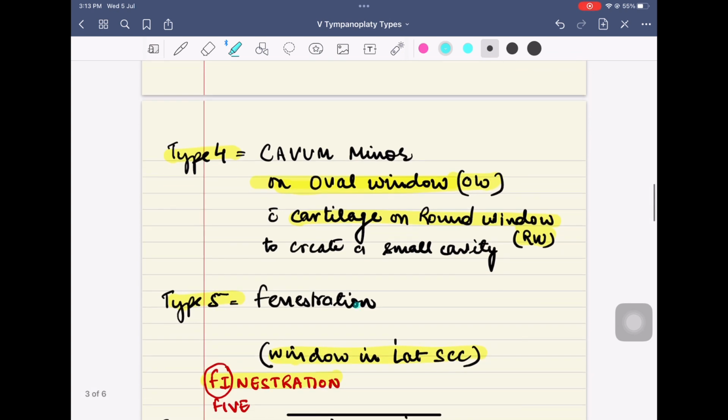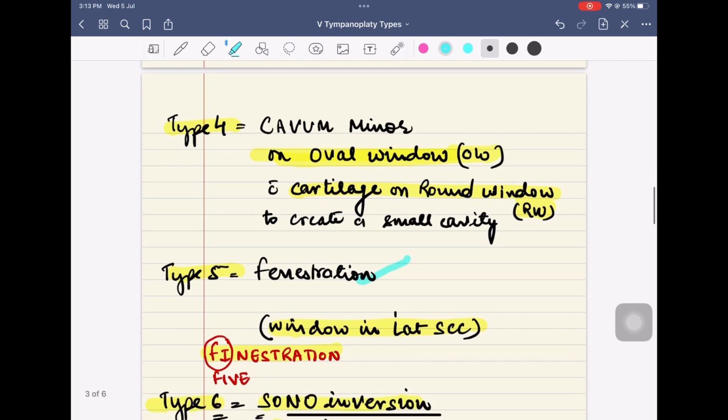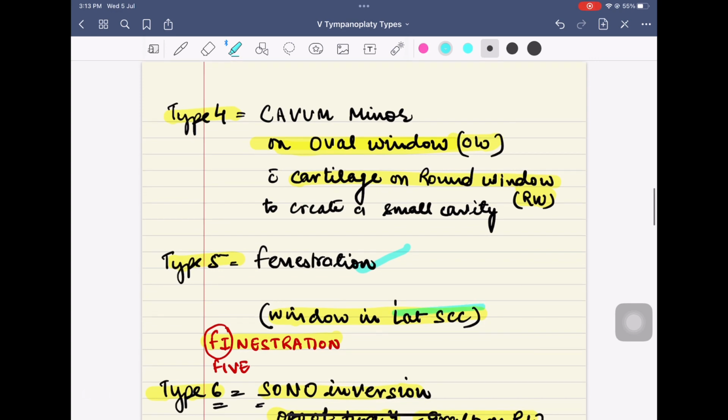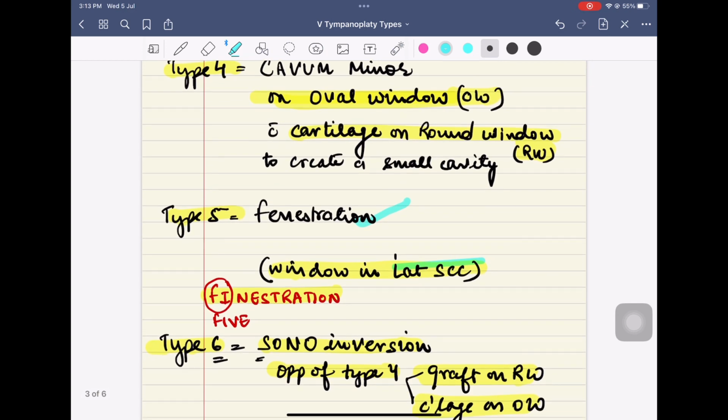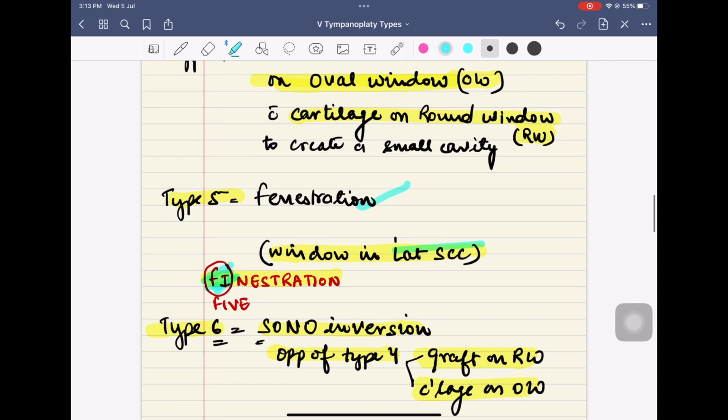Now coming on to type 5 or the fenestration operation, in which a window is created in the lateral or the horizontal semicircular canal. It is also known as the fenestration operation. How we can remember this is 5 has F, and fenestration starts with F, right?